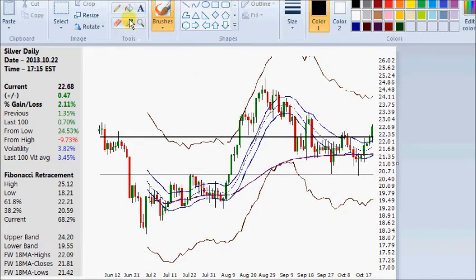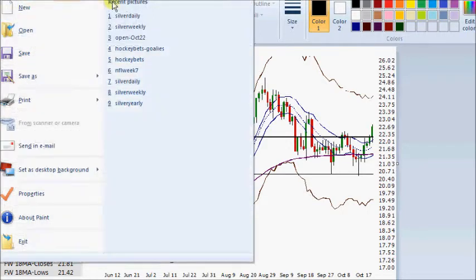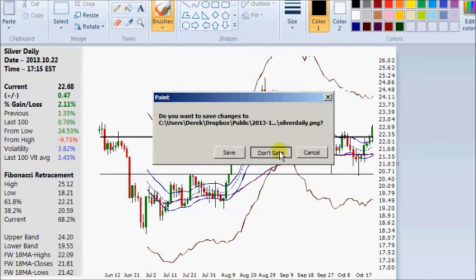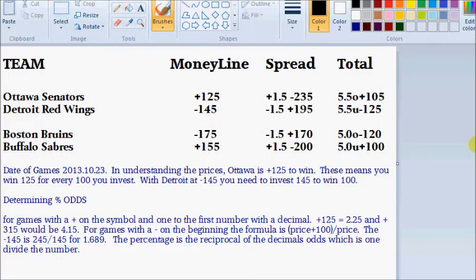So now we're going to do some hockey handicapping. What we're going to do is take a look at tomorrow's lines. This is for Wednesday. There are two games: the Ottawa Senators going to Detroit to face the Red Wings, and the Boston Bruins going to Buffalo to take on the Buffalo Sabres. This is the money line, which is just who wins the game.